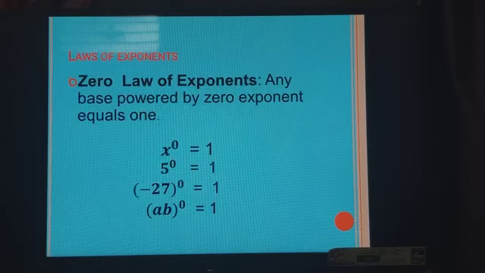So this is a very important and generalized form, the zero law of exponent. Any base powered by 0 exponent equals 1. What does it mean? It means that whatever number you take, if you raise it to the power 0, you will finally get 1 as a result.